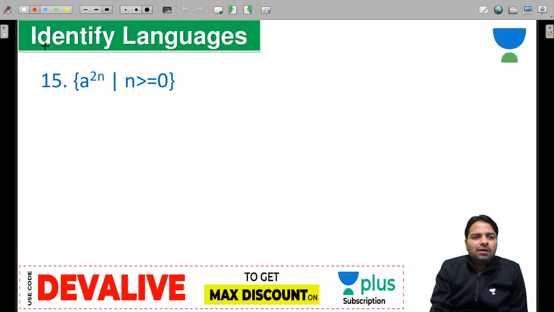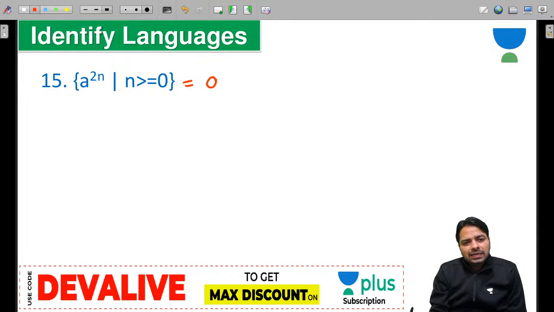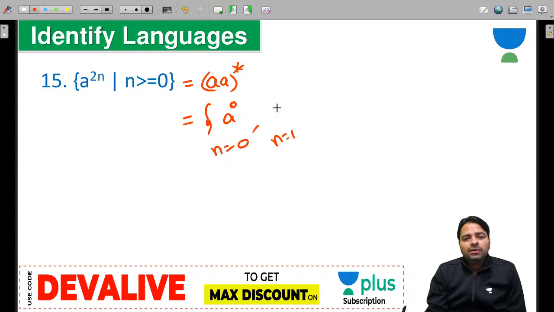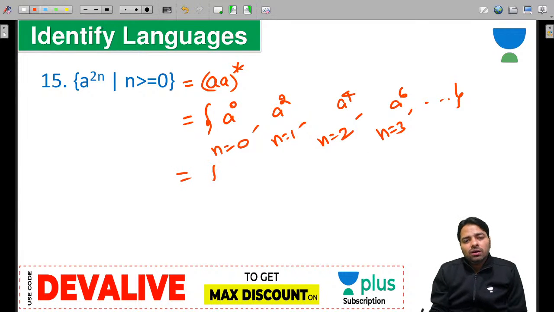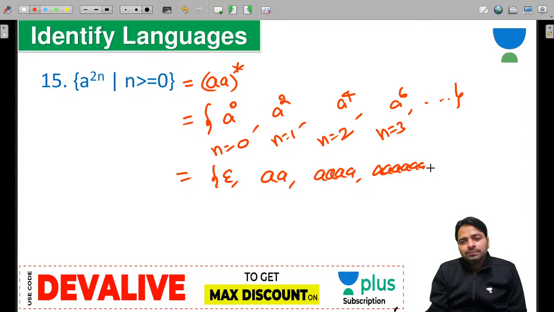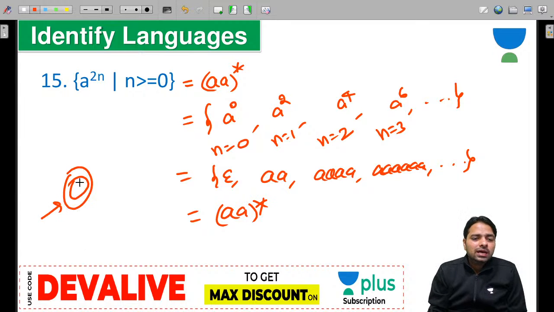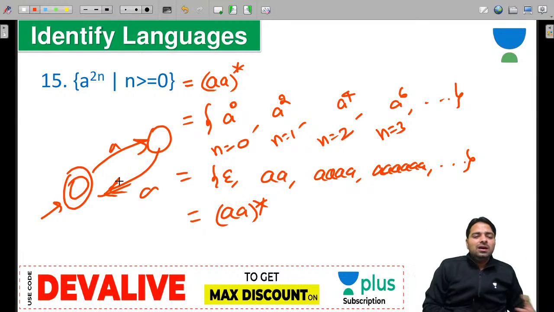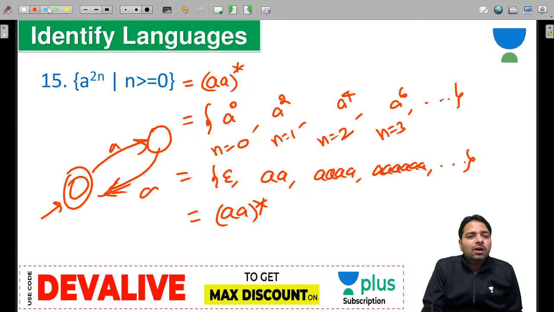And now let's come to the over 1 symbol. Can I write this as (aa)*? How can you write that? When I put n equal to 0, it's a power 0. When I put n equal to 1, I'll get a power 2. When n is 2, it's a power 4. N is 3, it is a power 6. It's nothing but epsilon, aa, four a's, six a's, and so on, which is equal to (aa)*. The (aa)* is nothing but just 2 states. The length of the string is even, the number of a's is even, and over 1 symbol it is forming an AP.